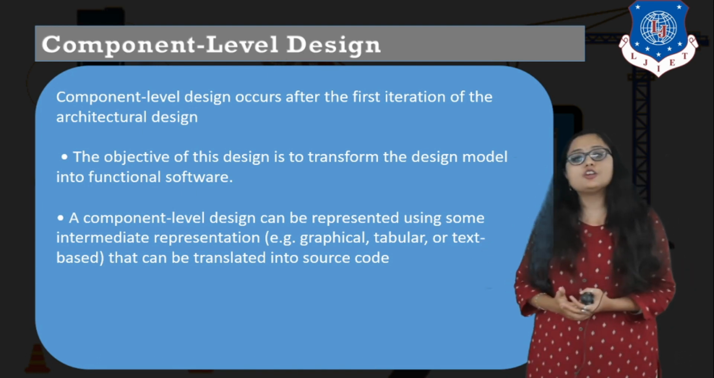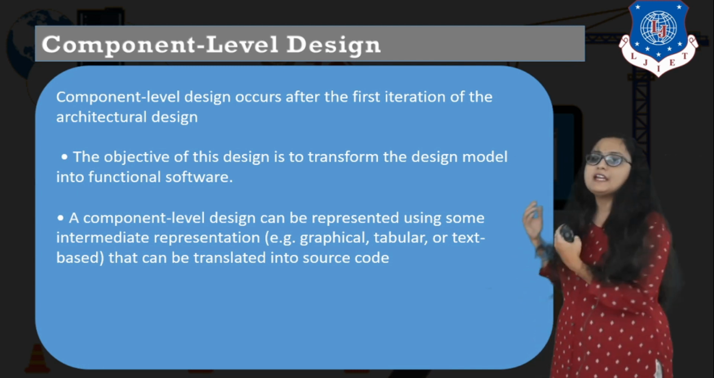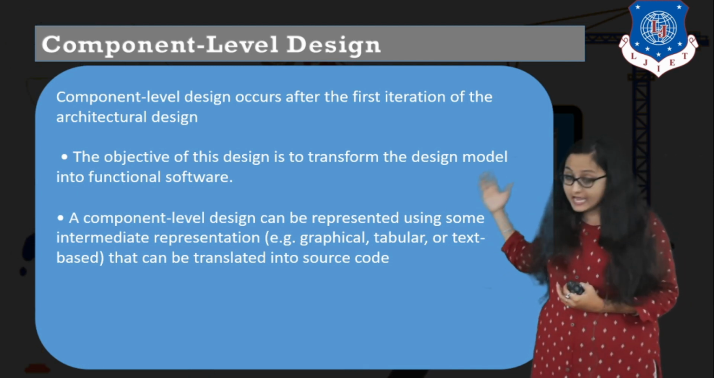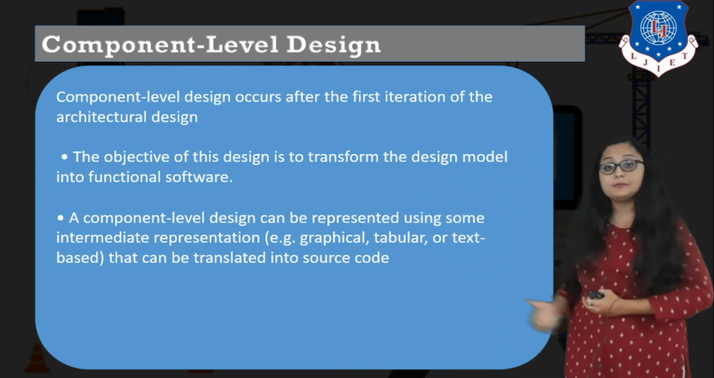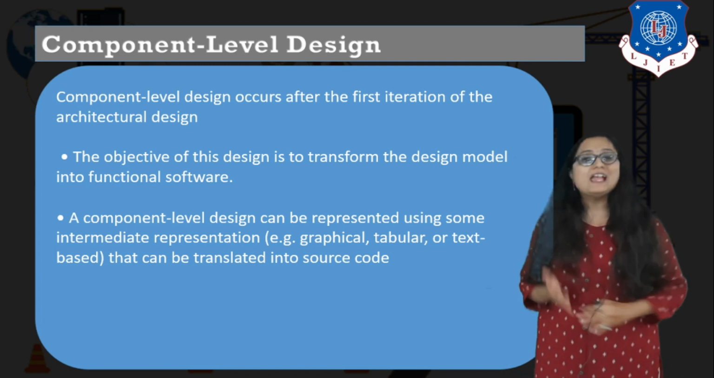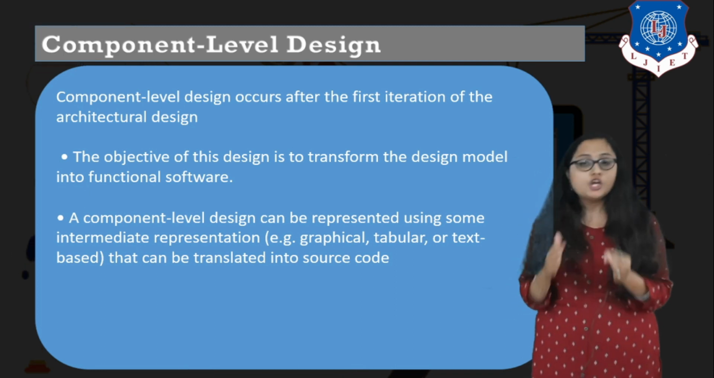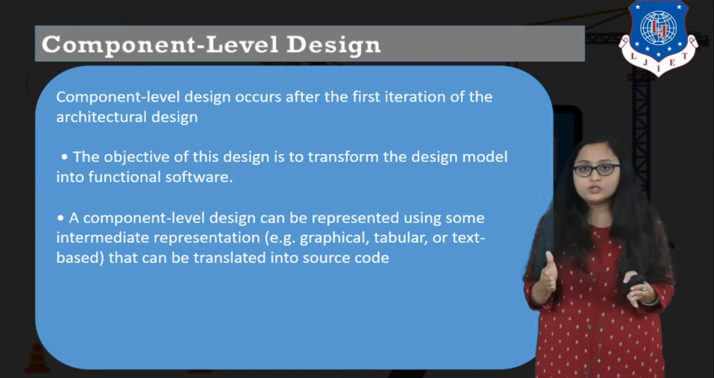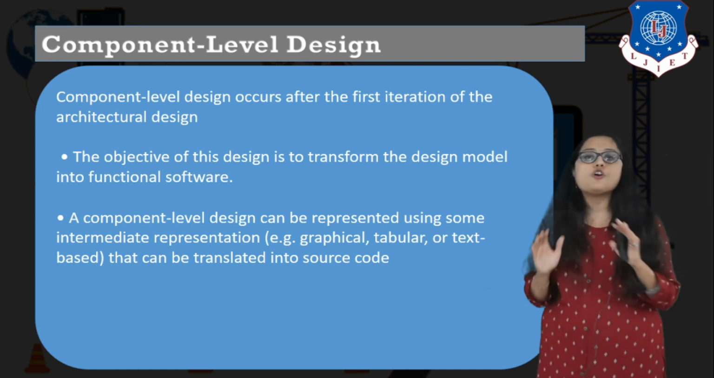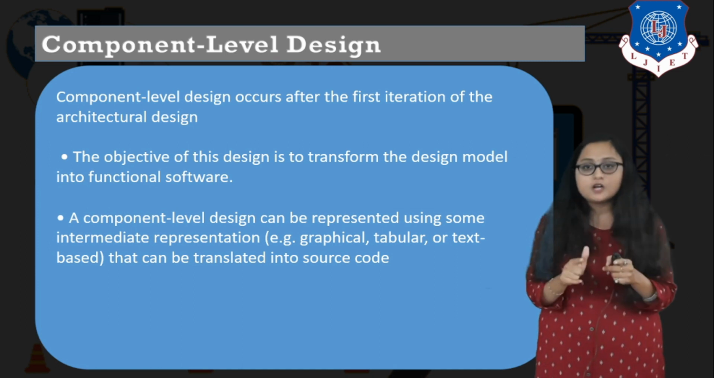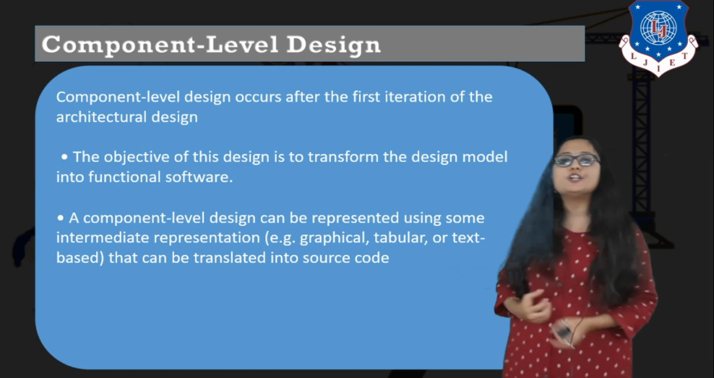Component level designs can be represented in a number of ways. They may be graphical, tabular, text based, pseudo code, or an algorithm. Anything that can be taken and translated into source code is okay. You may have decision tables, rule tables, truth tables, or graphical representation. Any form of representation of the component is fine as long as the developer can take that component and translate it into the source code.